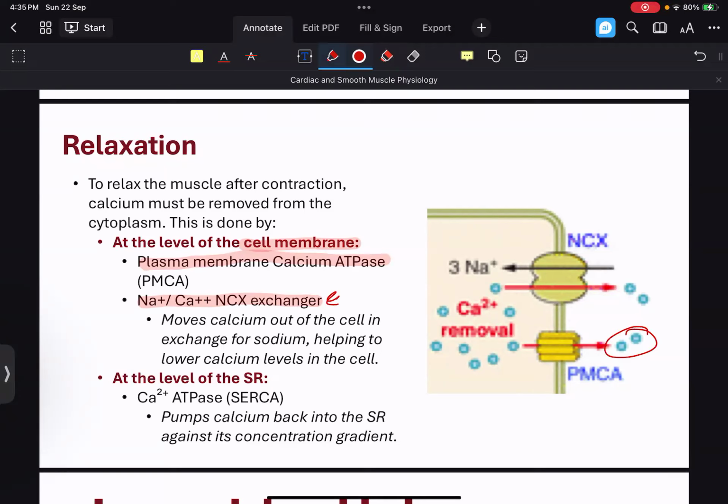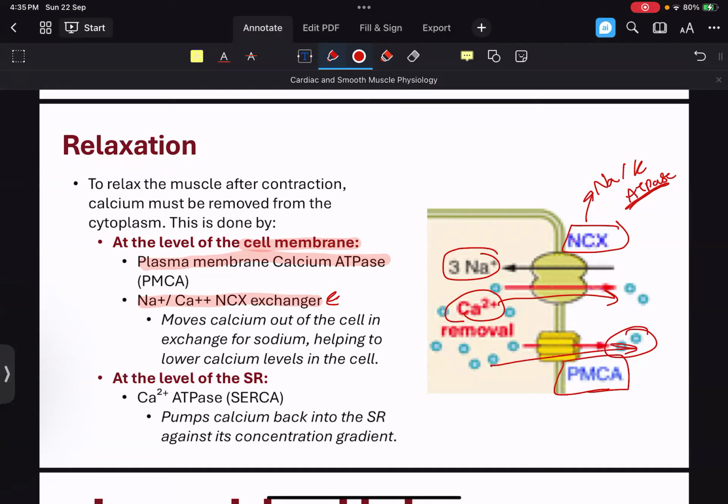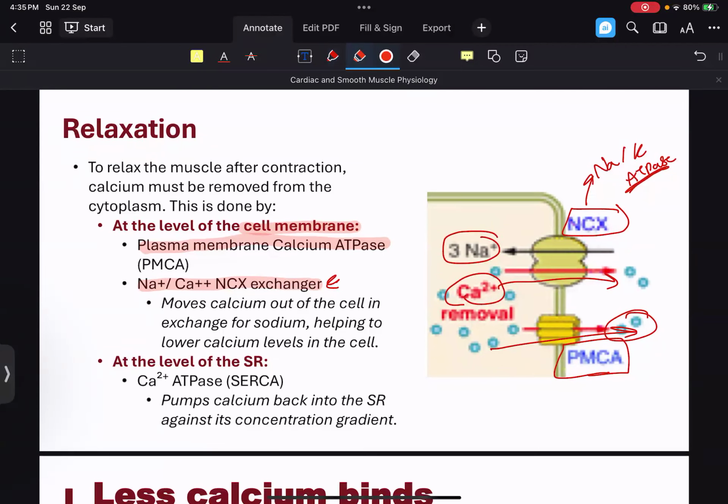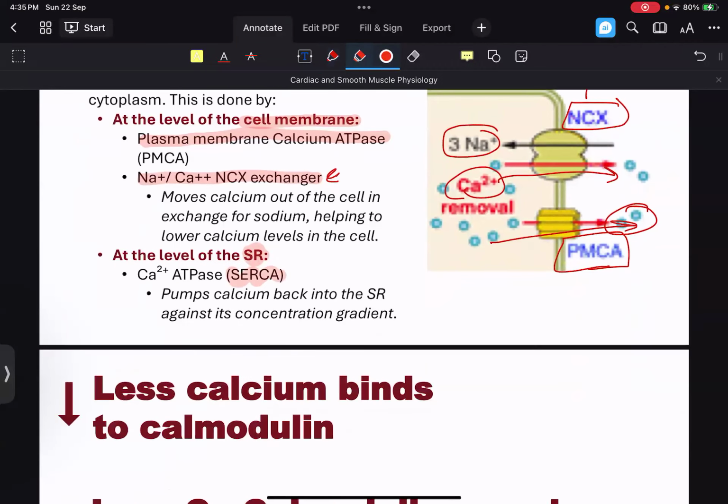So again, at the cell membrane, you have the NCX exchanger, 3 sodium in, 1 calcium out, the same exact one, and the same exact concept applies. You do need the Na-K ATPase, so don't forget that. Except you have another enzyme here called the PMCA. PMCA will just kick out calcium. It won't bring anything in. And then at the level of the SR, you have SERCA. Nothing new here. Same exact concept from the previous lecture.